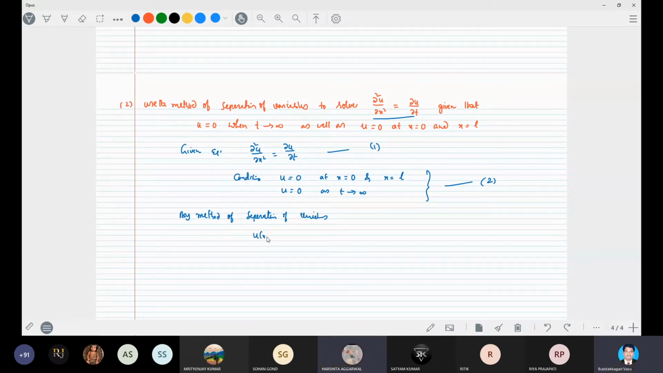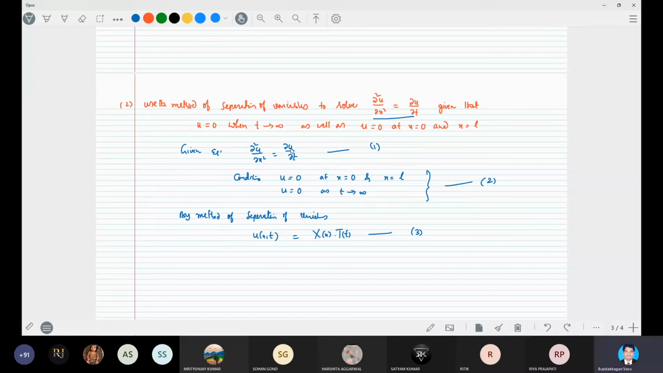the solution u is a function of x comma t, a product of X of x and T of t, where X is a function of x alone and T is a function of t alone, right?